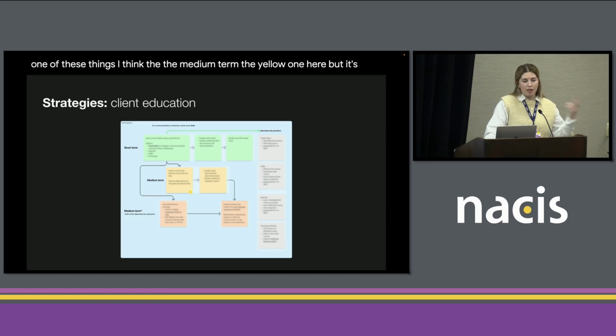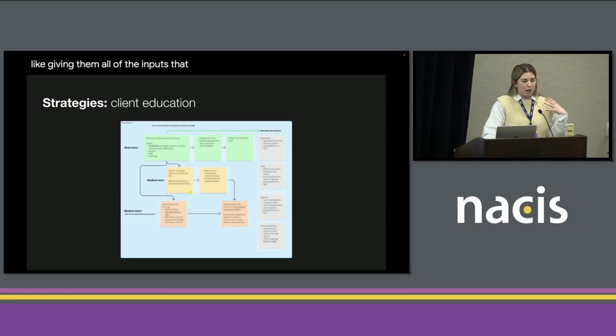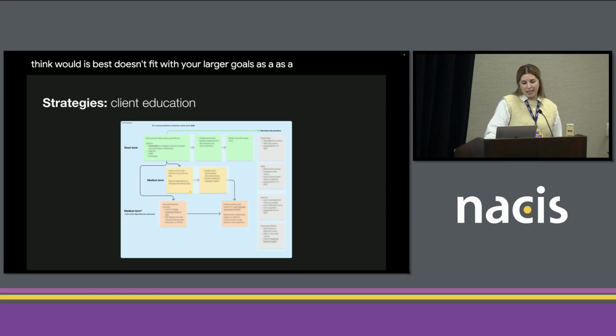But it's nice giving them all of the inputs that we spend all of our time thinking about: how you might do work and what is the best thing to do. And we'll recommend something and then give you other options in case, for some reason, what we think is best doesn't fit with your larger goals as a business. And having all this info really helped them figure out what they wanted to actually do.